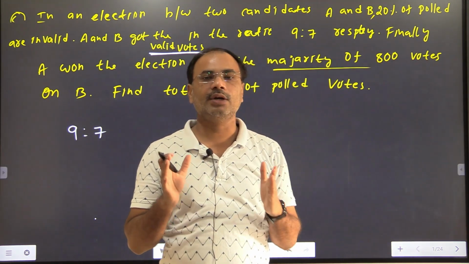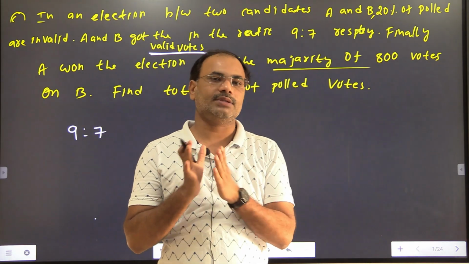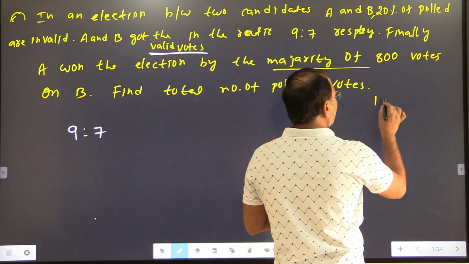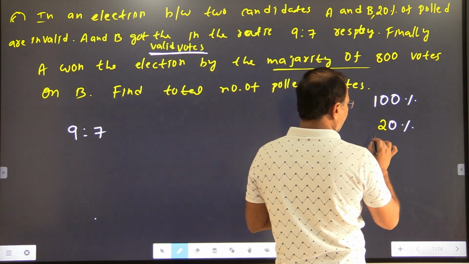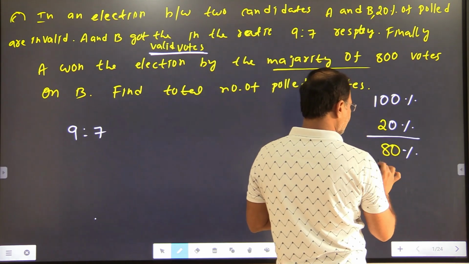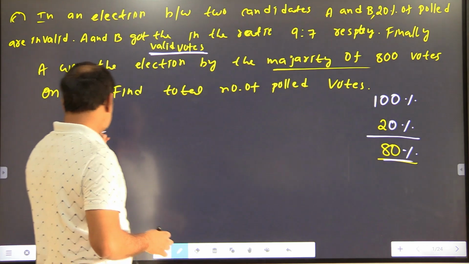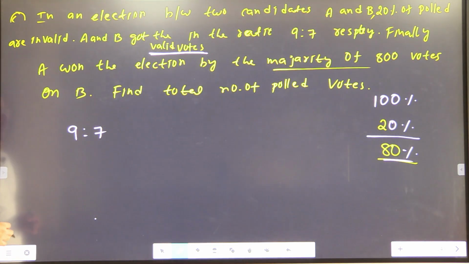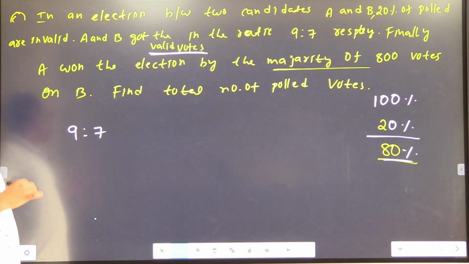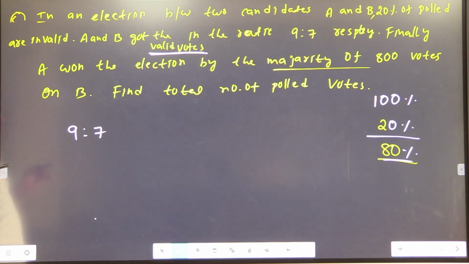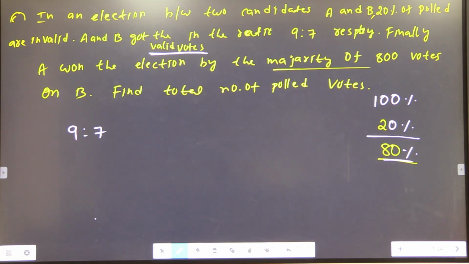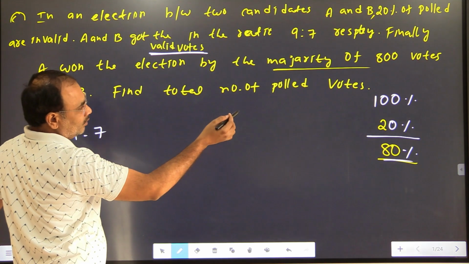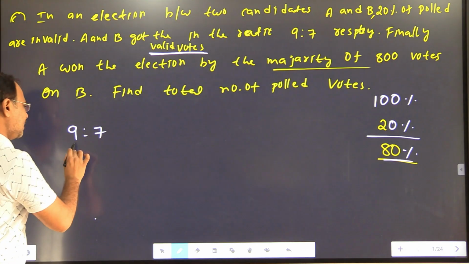So what are the valid votes? 80%. Out of 100% total polled votes, 20% are invalid, and the remaining 80% are valid votes. The ratio 9:7 is the ratio between the valid votes of A and B. So A got 9 parts of valid votes, B got 7 parts of valid votes, and the majority between their votes is 800, which is equal to 2 parts.